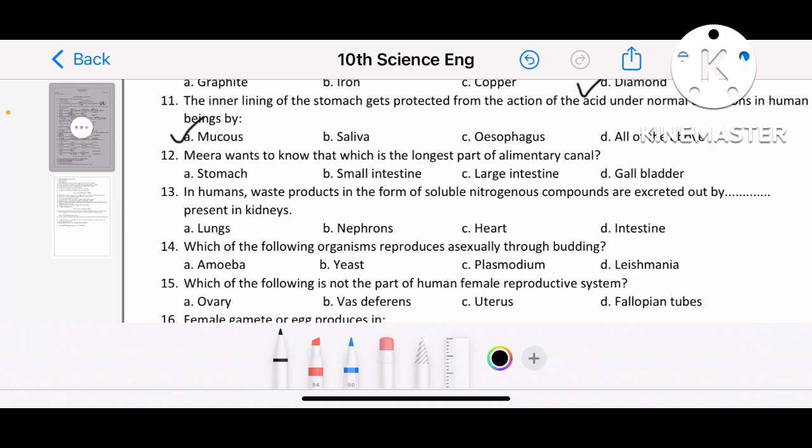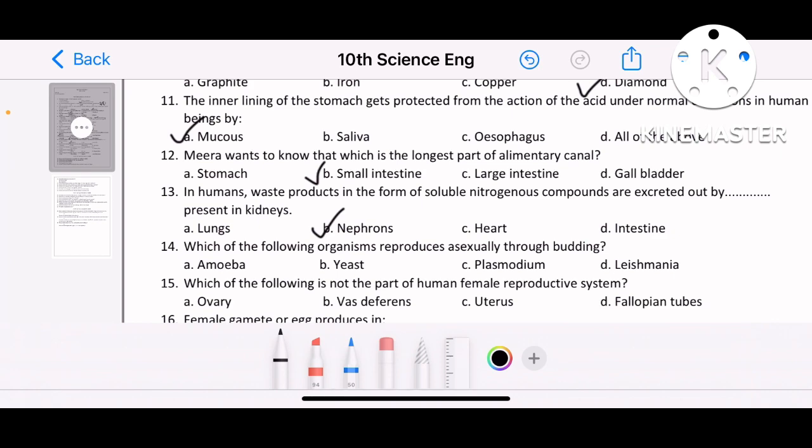Question number 12. Meera wants to know which is the longest part of alimentary canal. Yes, as you all know, although its name is small, it is the largest part. Option B is correct. Small intestine is the longest part of alimentary canal. 13th question. In humans, waste products in the form of soluble nitrogenous compounds are excreted out by dash present in the kidneys. Yes, the part of kidneys are nephrons. So right answer is nephrons.